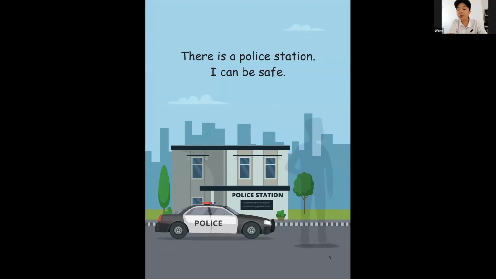There is a police station. I can be safe. What happens at the police station? Who is at the police station? What do they drive at the police station? Can you make a police car sound? Good, yeah, that's the police car sound. And what color are the lights of a police car?